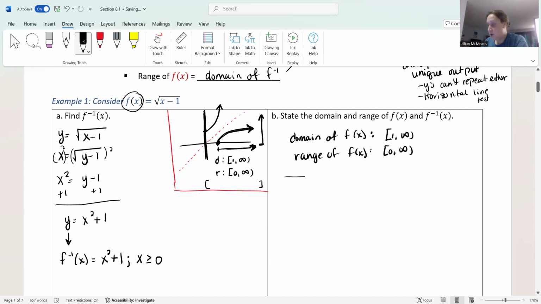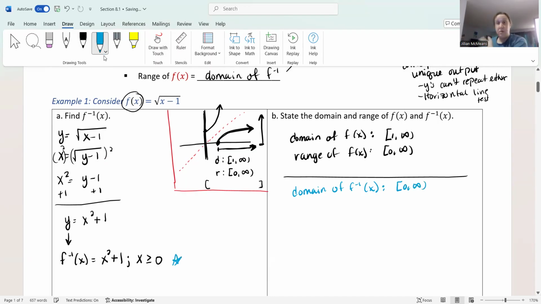Now we know also that with inverse functions, you can basically just swap your domain and range. So if I was looking at the domain of f inverse of x, well, it would be the range of f. So it's going to be 0 to infinity. And that kind of makes sense. We addressed that over here. As long as x is greater than or equal to 0, we're good. And then the range of f inverse of x is the domain of f of x. So it's going to be 1 to infinity. So you can kind of see that here to forever, and then here to forever.